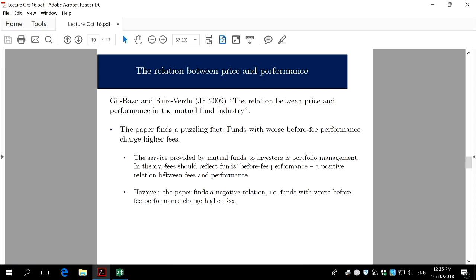So in theory, the fee should reflect the fund's performance, right? If the service is better, you pay more. If the service is not good, you pay less. In theory, it's very straightforward. So this should be a positive relation. But this paper found a negative relation. Funds with worse performance charge higher fees.